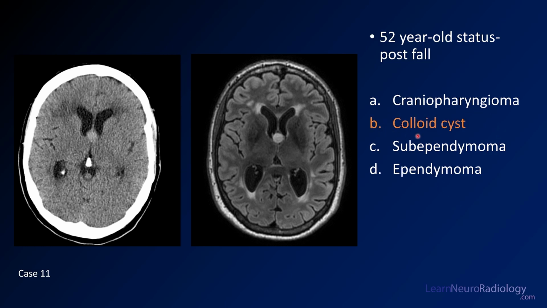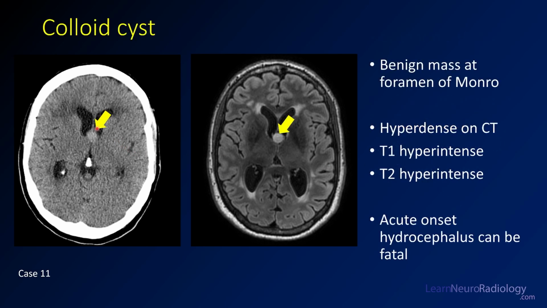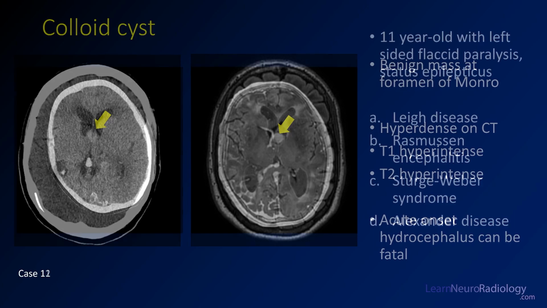So the answer to this case is a colloid cyst. What you see here on the CT, there's a rounded and well-defined hyperdense mass in the anterior aspect of the third ventricle, right at the foramen of Monroe. On FLAIR, you'll see that it does not suppress, so it's different from CSF. These tend to be hyperdense on CT. They tend to be T1 hyperintense, and they don't suppress on T2. This can cause acute hydrocephalus, and that can be fatal, so these typically tend to be taken out.